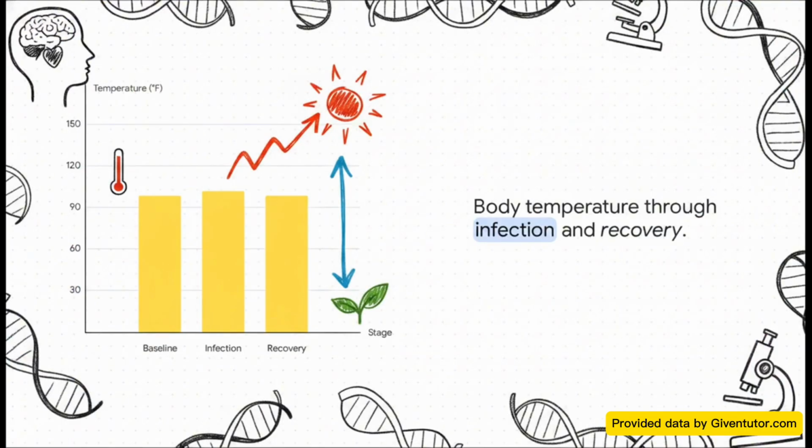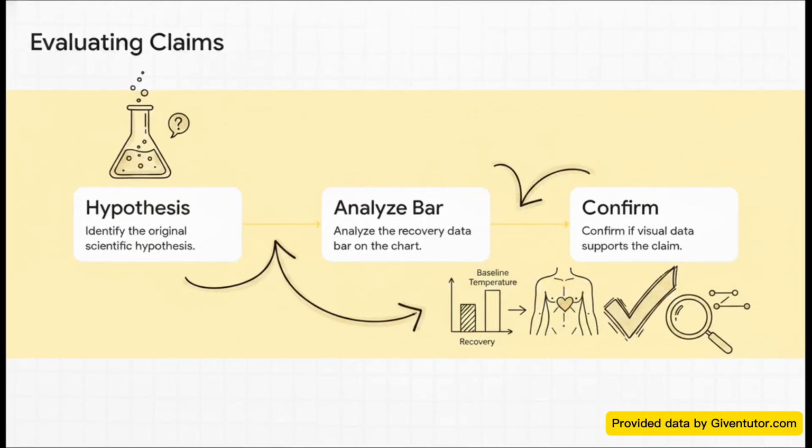When you're looking at visual data, you might see 3 stages: a baseline normal temperature, a big spike during infection, and then the temperature during recovery. You have to use your math skills to read charts like this. Think about it. If the recovery data drops back down to match the baseline data, what does that tell us about our initial guess? Let's walk through the logic together.